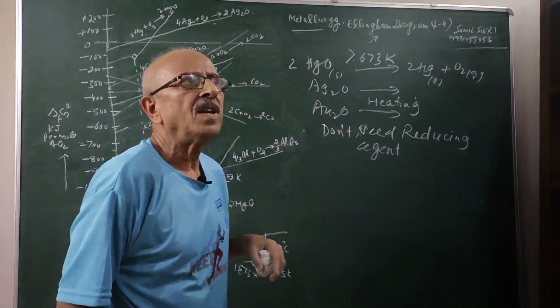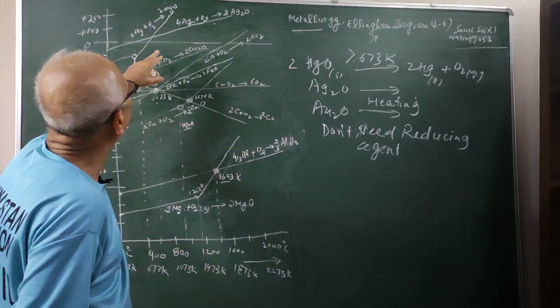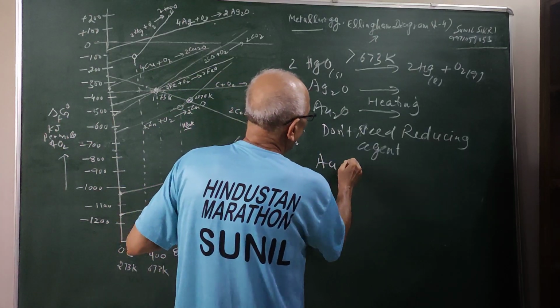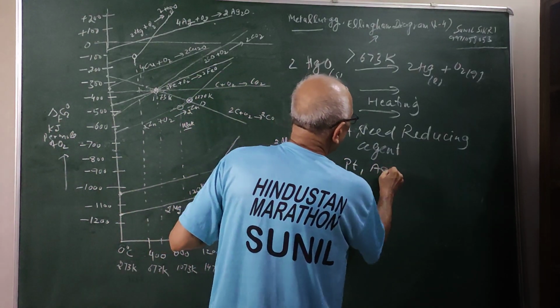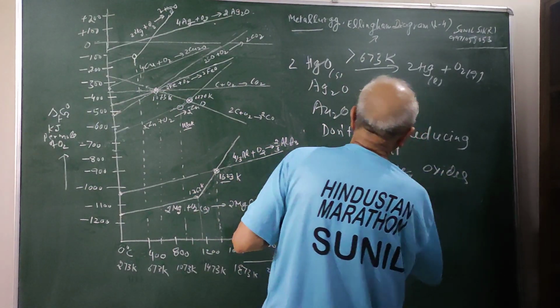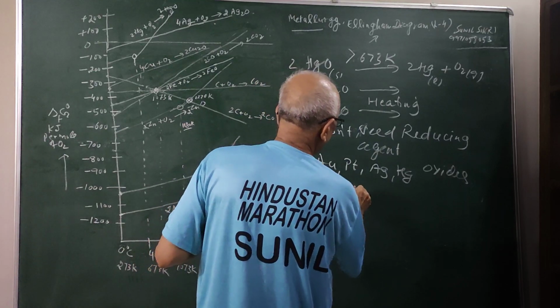Therefore, the oxides of gold, silver, mercury, and platinum can be reduced simply by heating. This is what we call pyrometallurgy.